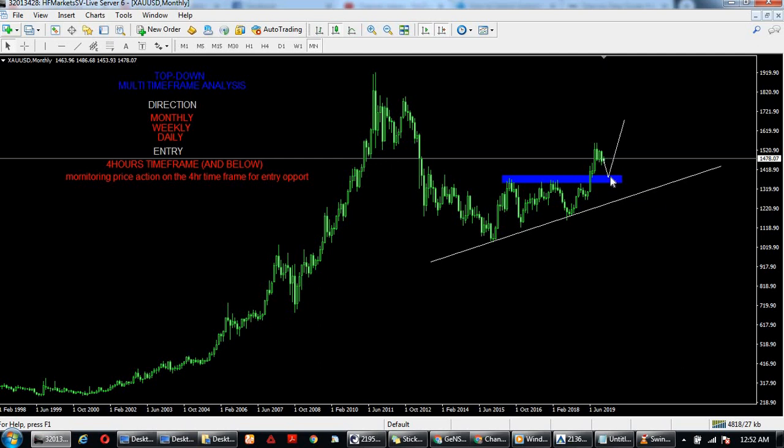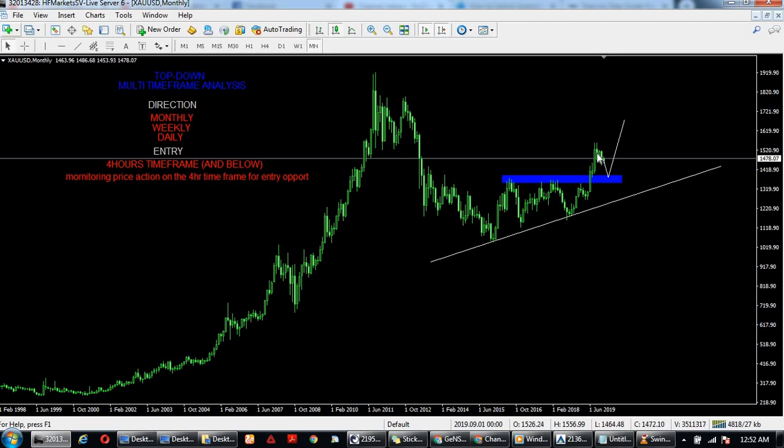Let's get down now to our weekly time frame and then to our daily time frame. We want all time frames to be in confluence, to be saying the same thing, and then this will influence our trade decisions. Remember, I rightly said for our direction, we need our monthly and our weekly and our daily time frame for the direction of the market.